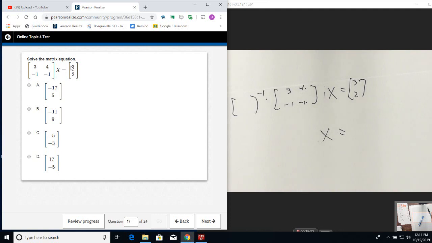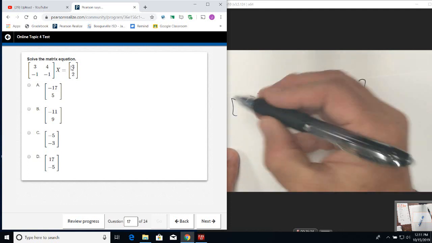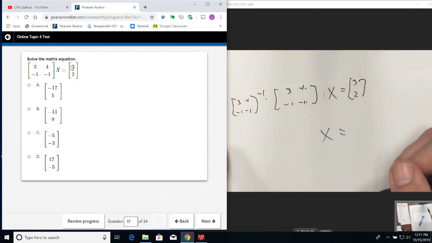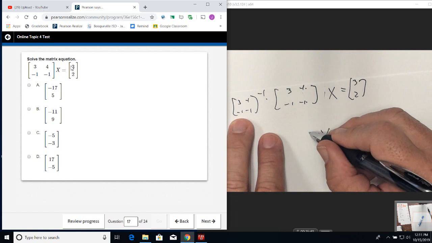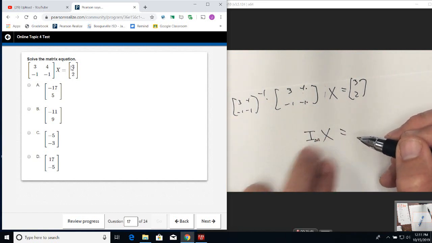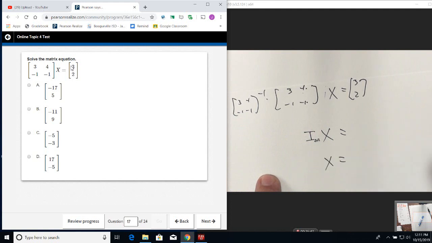So yes, I can find the inverse of this matrix. I want to find the inverse of this [3, 4; -1, -1] matrix and multiply by this, and it gives me the identity matrix of a 2 by 2 back. And the identity matrix of a 2 by 2 times any other matrix will give me that matrix back. But just remember, what you do to one side of the equation, you've got to do to the other side.